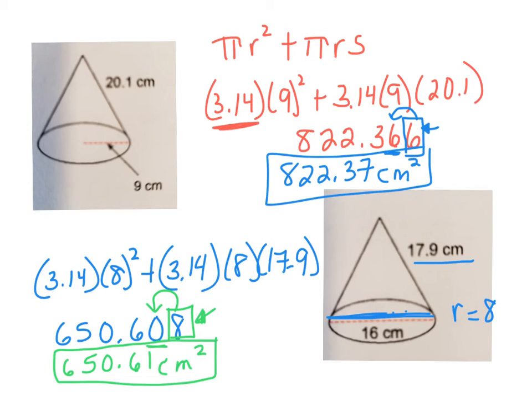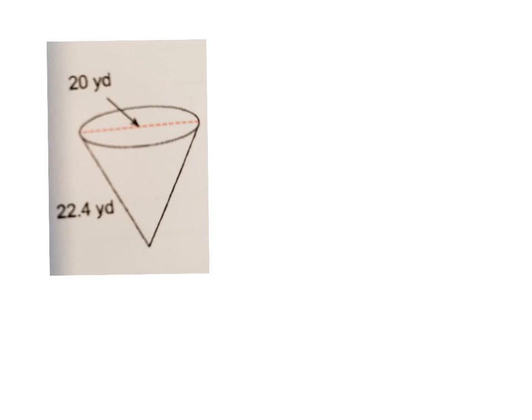All right, we have one more problem to do. And again, if you haven't done it yet, I challenge you to do this problem on your own and then come back and see if you got the right answer. So when we look at our picture, this here is our slant height. And again, they gave us the diameter on this, so we need to find the radius, which will be half of the diameter. 20 divided by 2 gives us 10.